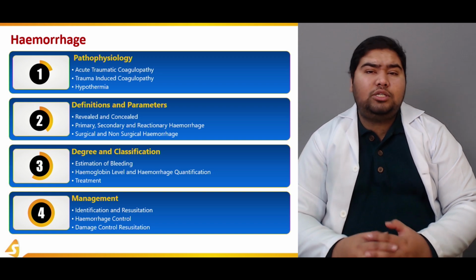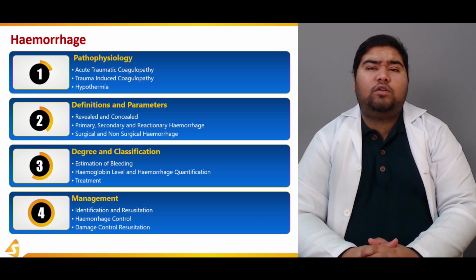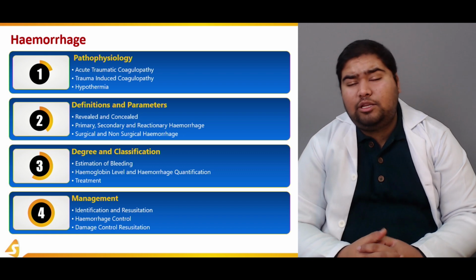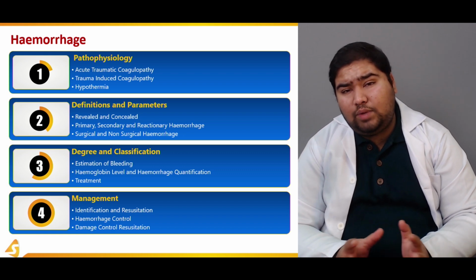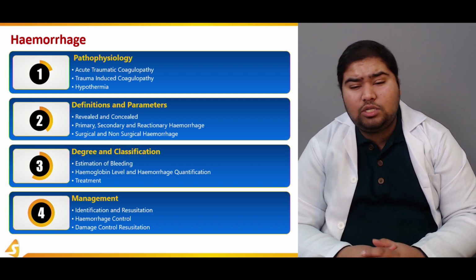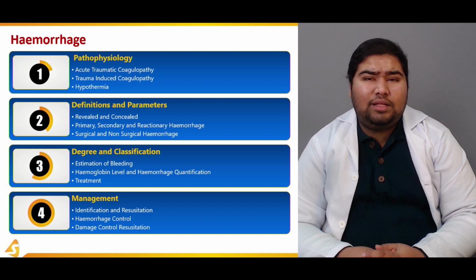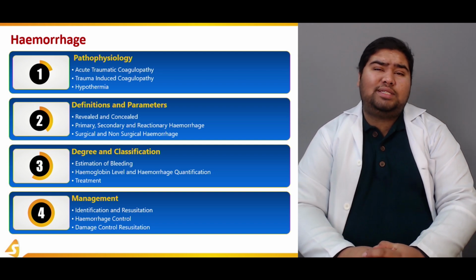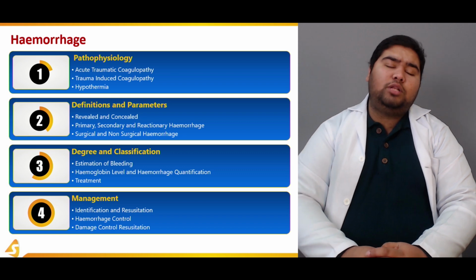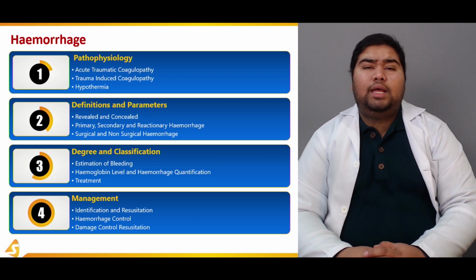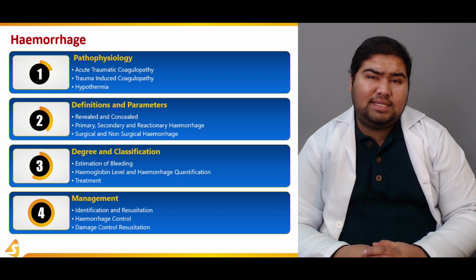In the last section, we'll talk about the management of this patient, the management of a patient with bleeding, with hemorrhage. We'll identify the source of bleeding, and we'll talk about the resuscitative attempts. Then we'll talk about hemorrhage control and damage control resuscitation.